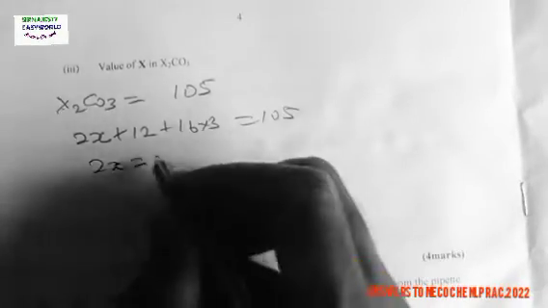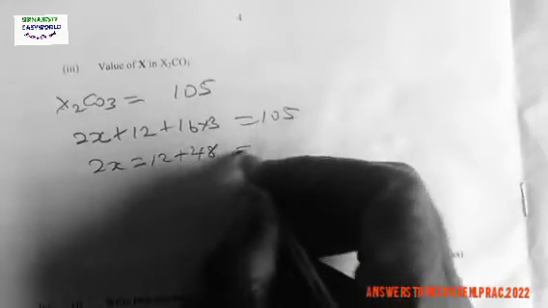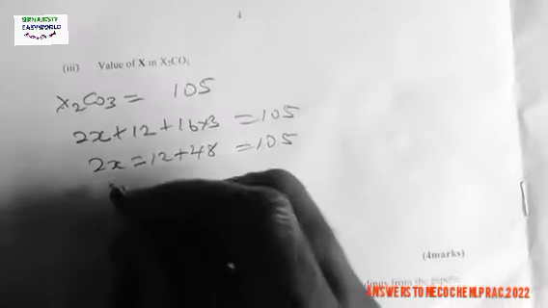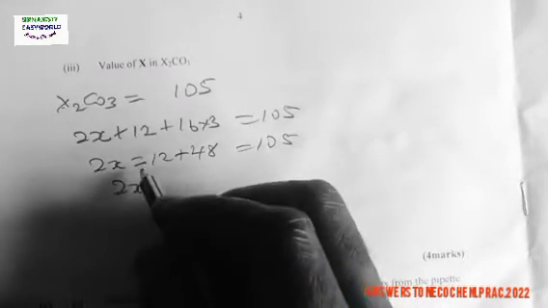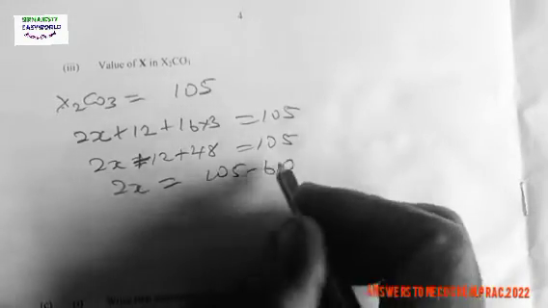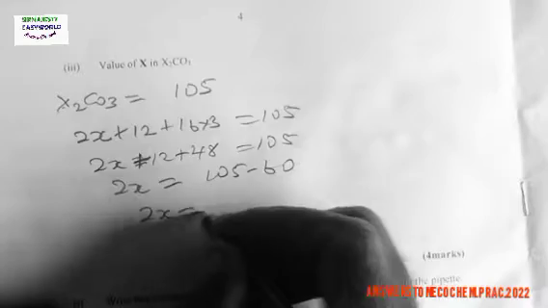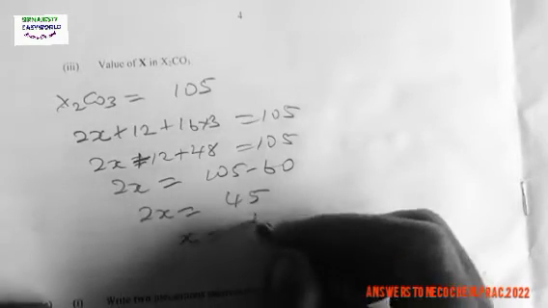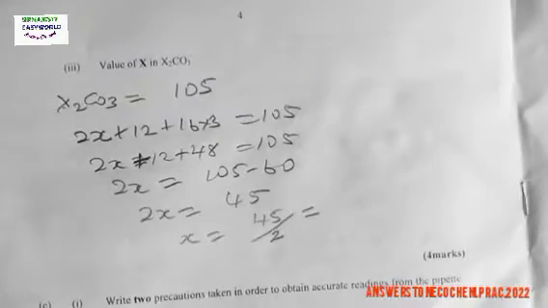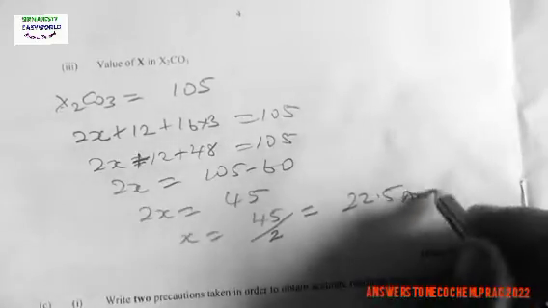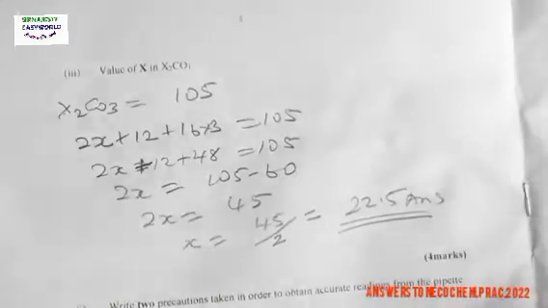Such that 2x is equal to 12 plus 16 times 3 is 48, which is 105. Then we have that 12 plus 48 should be 60, of course. So 2x, okay, this is plus, not equal to, please, plus. 2x is now equal to 105 minus 60, and 105 minus 60 is 45. 2x is equal to 45, such that x alone is equal to 45 divided by 2, which will give you 22.5. This is your final answer. So the value of x is 22.5.